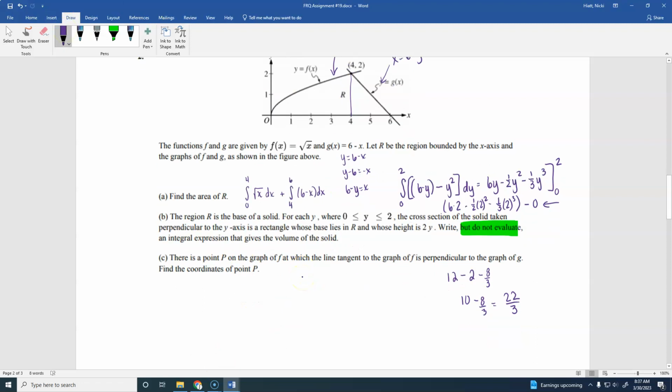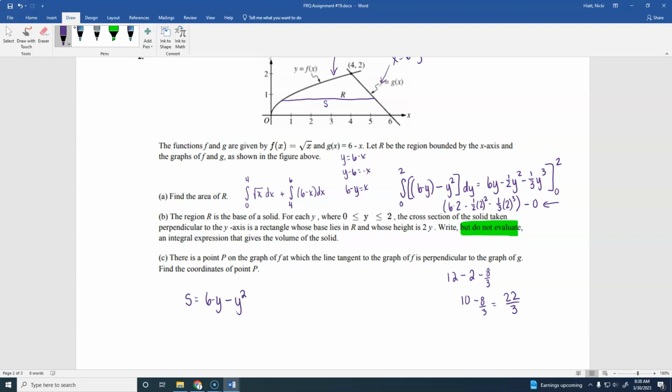For this, our cross sections are perpendicular to the y-axis, which means this S right here has to be in terms of y. Our S is going to be the right equation, which is 6 minus y, minus the left equation, which is y squared. That is our S for this.